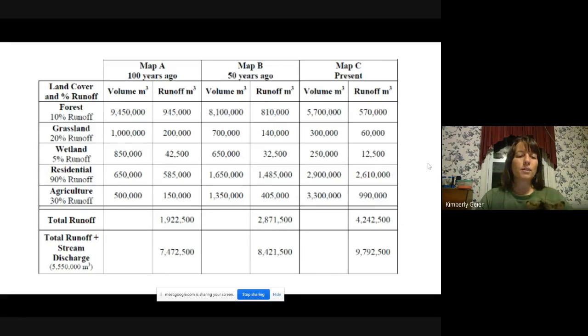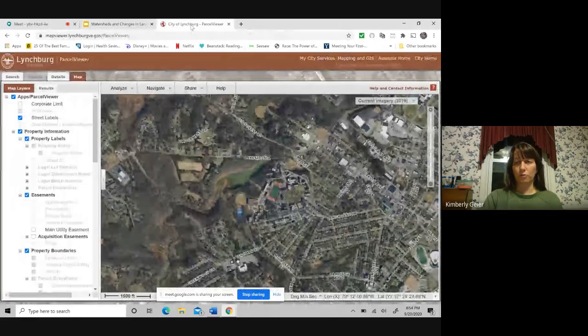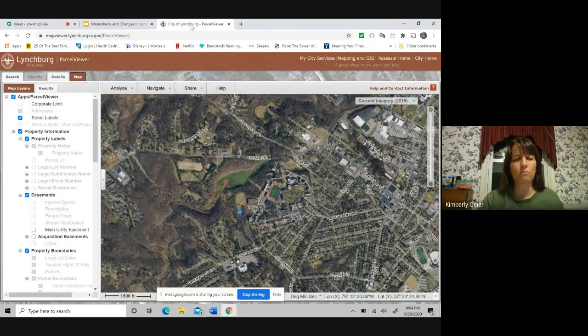So this was an example. Let's see what it looks like in real life. So I've switched now to a website that you can actually go to and explore and play around with. This is Lynchburg's GIS site, and it has all sorts of information about all of the properties in Lynchburg. And one of the rules is that they have to take photographs every year or so, aerial photography of the entire city.